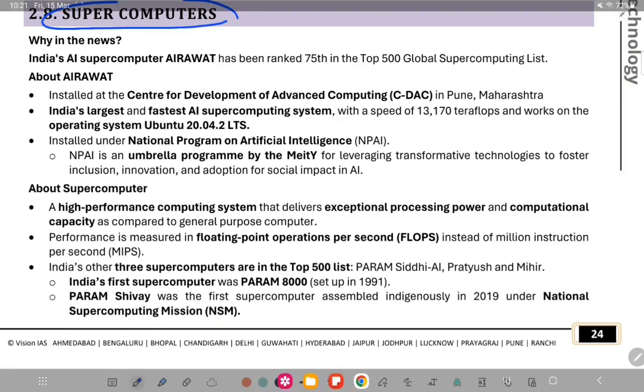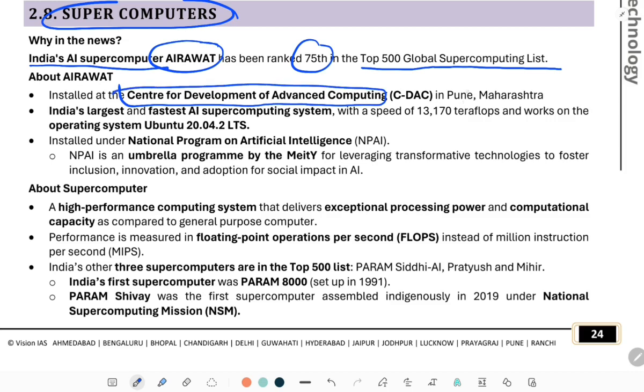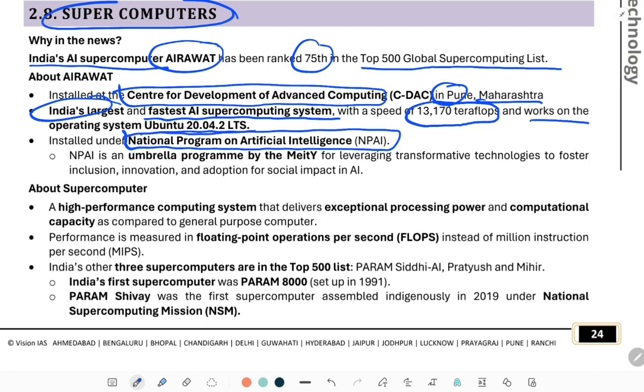Next, we'll see about supercomputers. India's AI supercomputer Airavat has been ranked 75th in the top 500 global supercomputer list. We'll see about this Airavat. Airavat is installed at the Centre for Development of Advanced Computing in Pune, Maharashtra. It is India's largest and fastest AI supercomputer system with a speed of 13,170 teraflops and works on the operating system Ubuntu 20.4.2 LTS. It is installed under the National Program on Artificial Intelligence, that is NPAI.